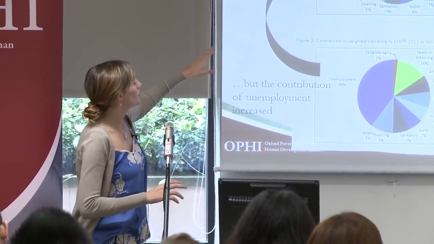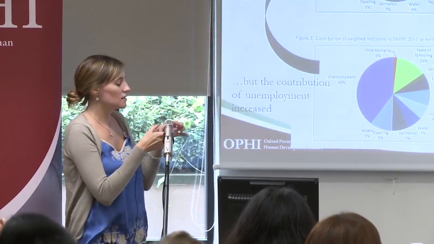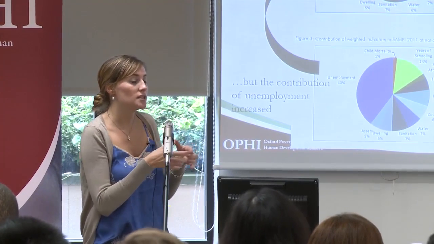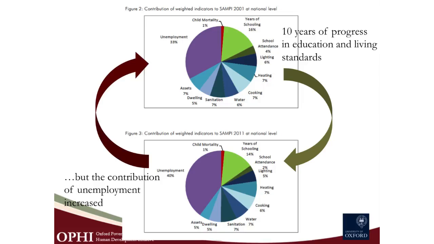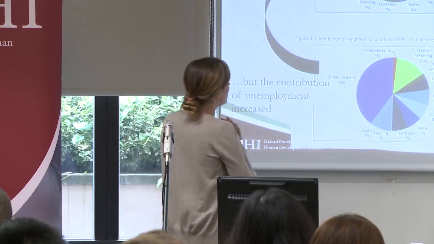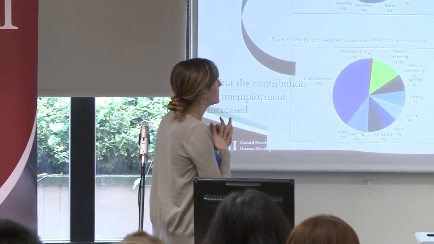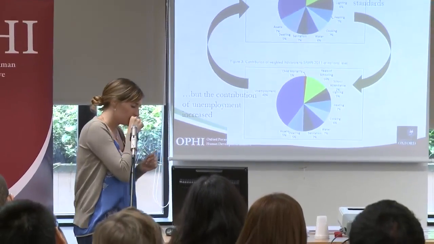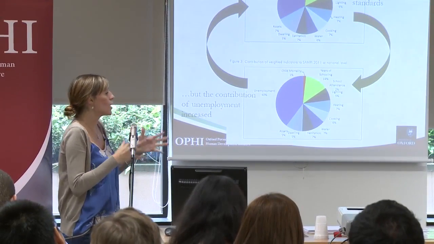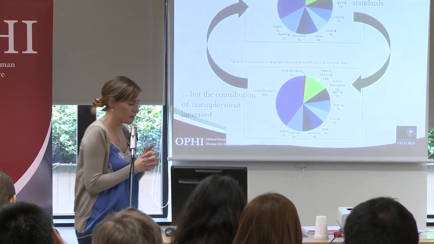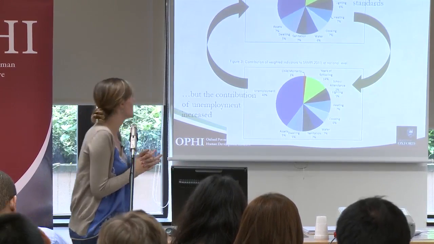Here in these pie charts, what we see is the percentage contribution of each of the 11 indicators. This is what you were computing by hand in the exercise yesterday. And of course, this is the percentage contribution, so it has to add up to the total pie, to the 100%. Back in 2001, almost half of poverty was explained by living standard indicators. It was 46% at that time.